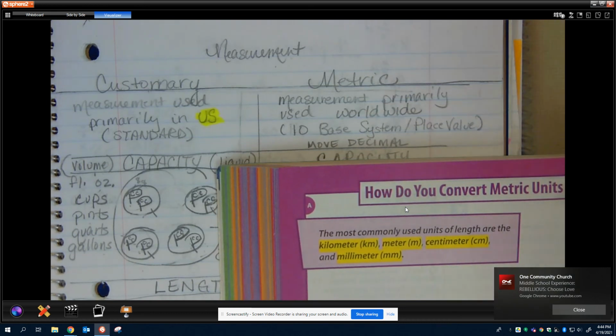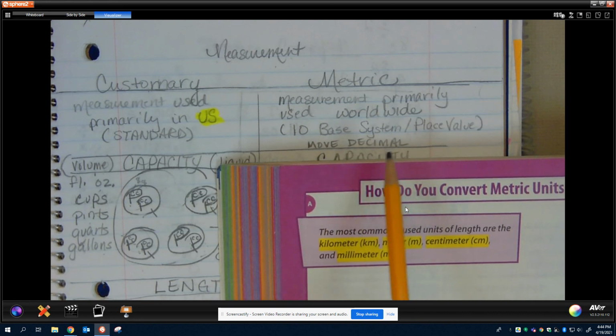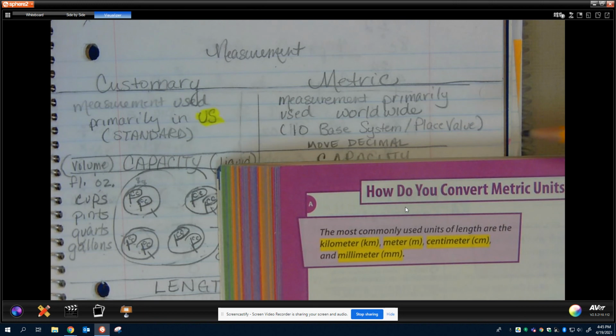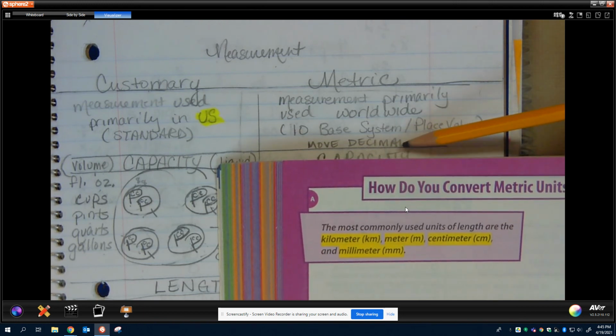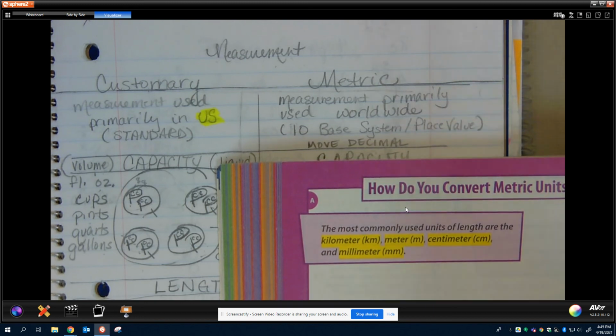But the cool thing is that it's a base 10 system. So we are either going to be multiplying or dividing by 10. If you recall, at the beginning of the year, during our first 9 weeks, we talked about how when we multiply by 10, we're moving our decimal to the right. And if we're dividing by 10, then we move our decimal to the left. So this is going to be review of that as well as learning how to convert.